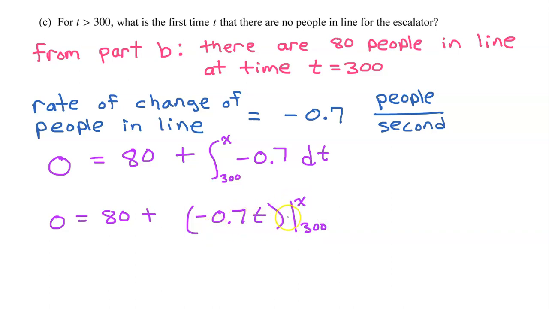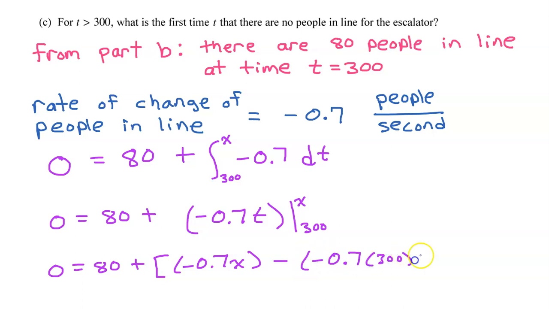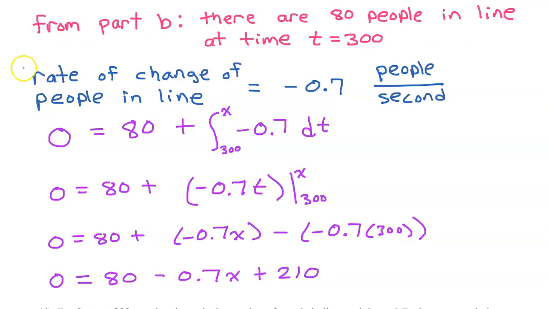And then, in order to do this, we find the value at the upper limit minus the value at the lower limit. So we would have 0 equals 80 plus. So here comes the value at the upper limit, which is x. So we will have negative 0.7x, and then minus the value at the lower limit. So that's going to be negative 0.7 times 300. So then we just have 0 equals 80 minus 0.7x.